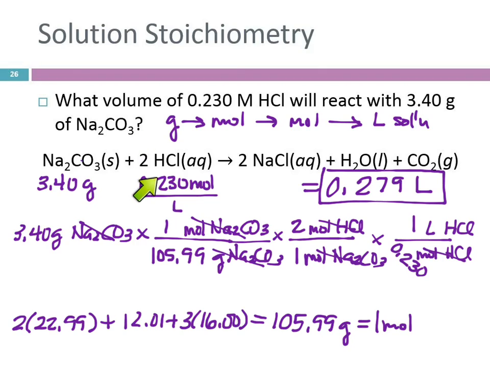This HCl is aqueous. It's dissolved in water. It's a solution. We could also calculate the mass of HCl that would be needed to react with that amount of sodium carbonate. But because it's already dissolved in water, we'd have a hard time measuring it. And so it's much more convenient, since we know the concentration, to calculate the volume, and we can use a graduated cylinder and measure out what we need.